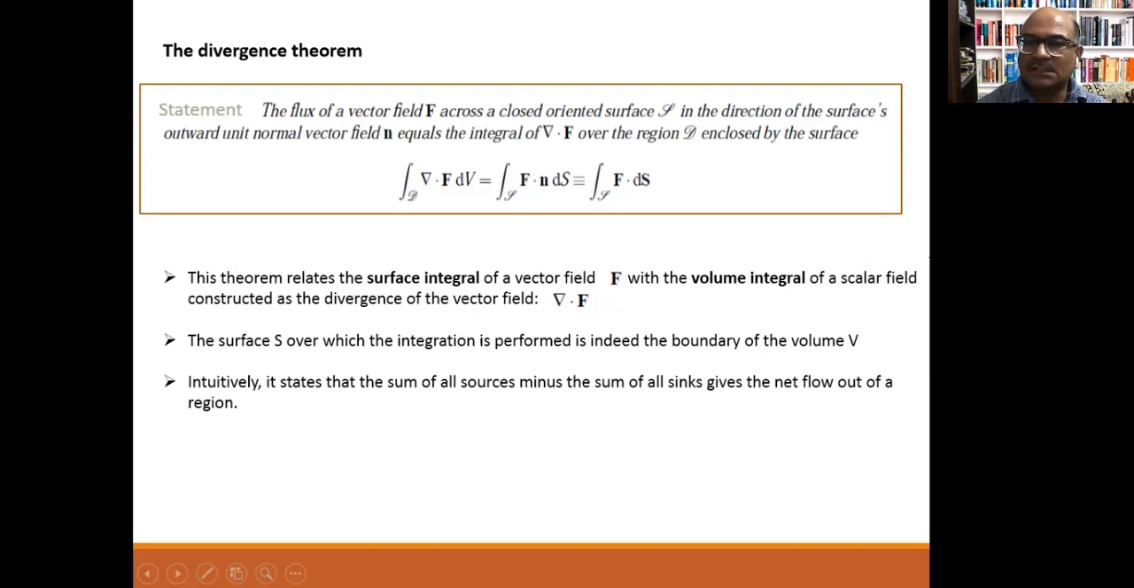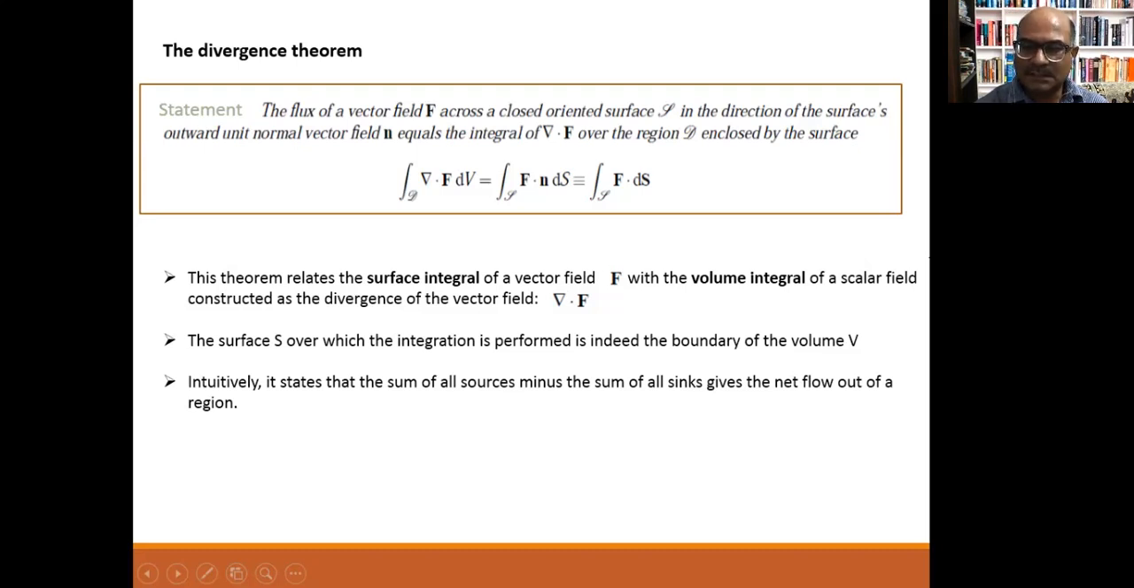It means it is the divergence of that field over that region enclosed by the surface. So over that region means the volume integral of del dot F. We can easily say that the surface integral of any vector field here will be equal to the volume integral of the divergence of that vector field. So there is a relation between the surface and the volume integral.